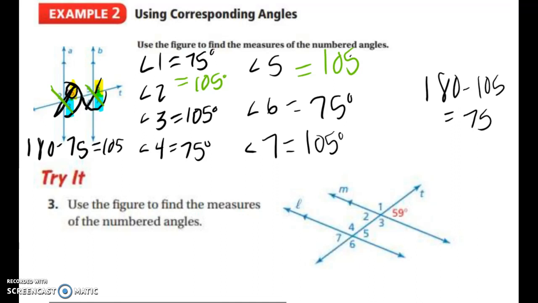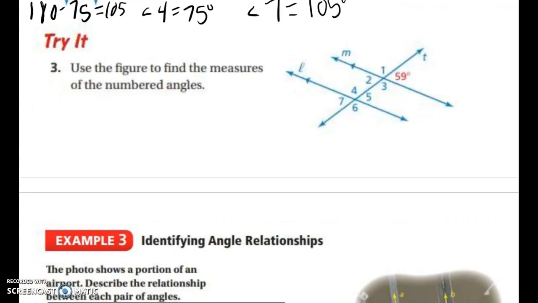So given one angle measurement and knowing that these two lines here have those arrows on them, we know that they're parallel. So by using that one given angle, we were able to figure out all 7 of the other angles on that figure. So now I want you to try this one.